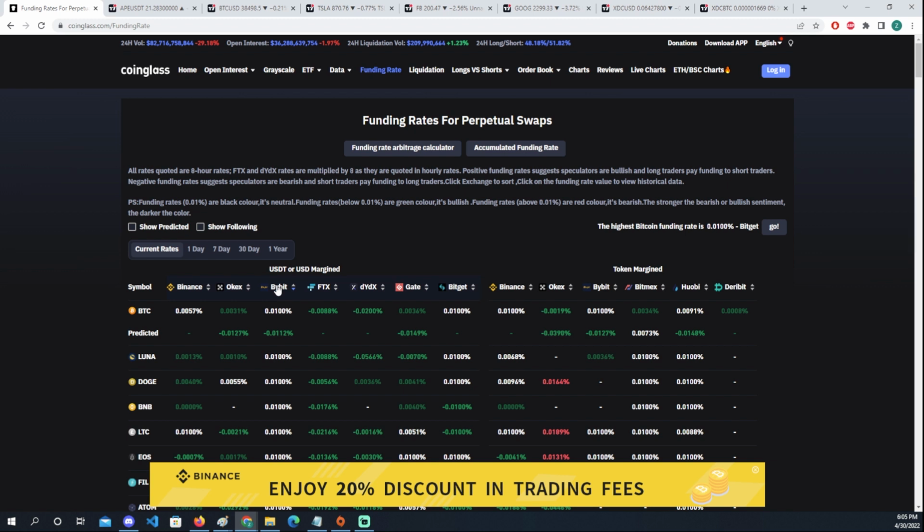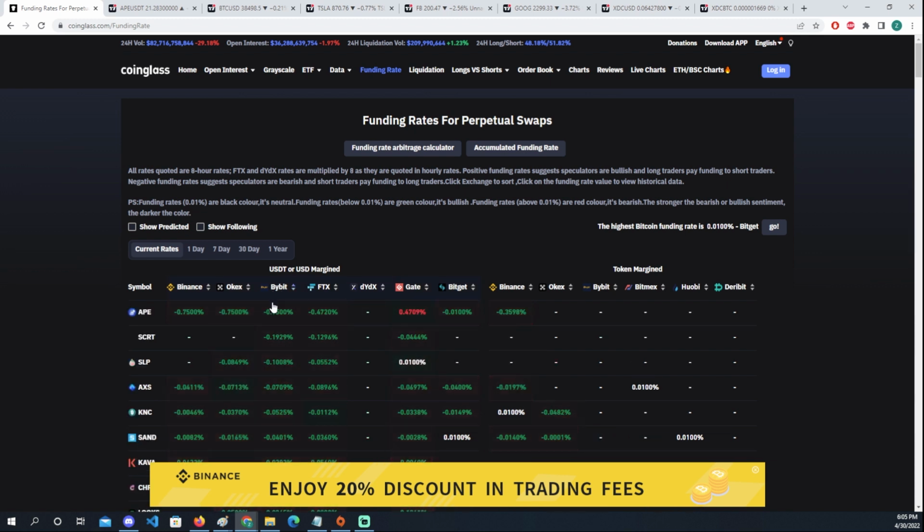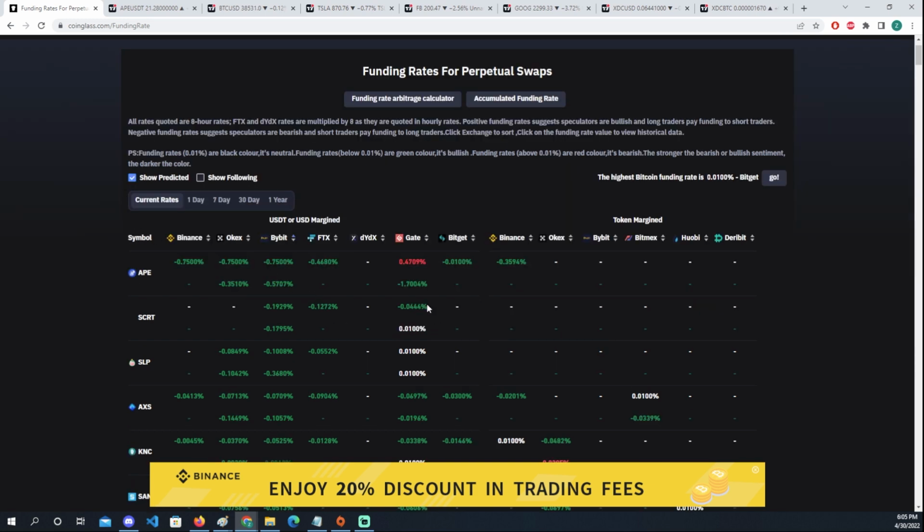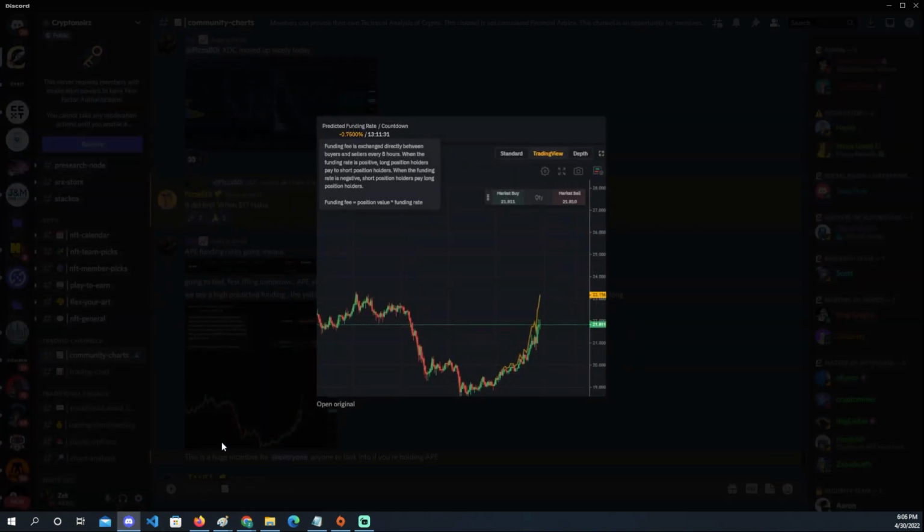So we just click the Bybit button, and as you can see, the APE token is still 0.75, and now we can show predicted funding rates. There we go. So gate.io is at 1.7 predicted, and Bybit is at 0.75. Right, so that's one of the setups.